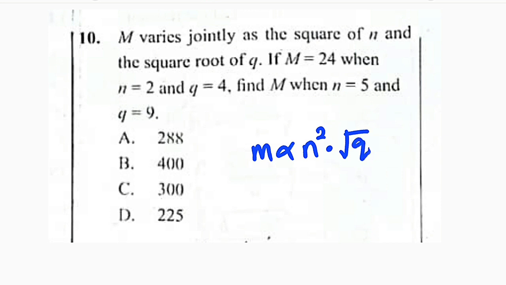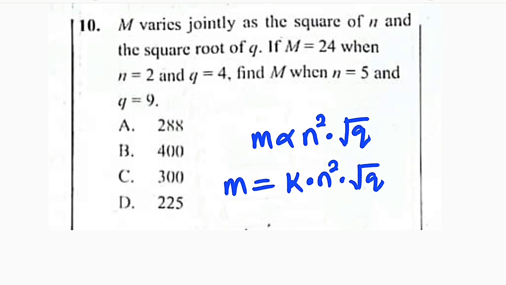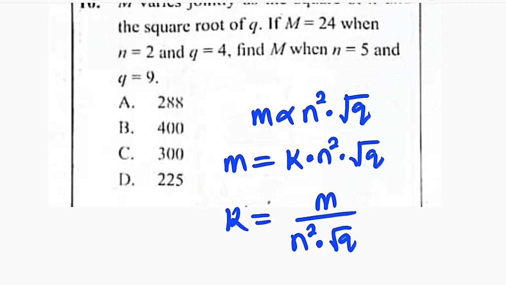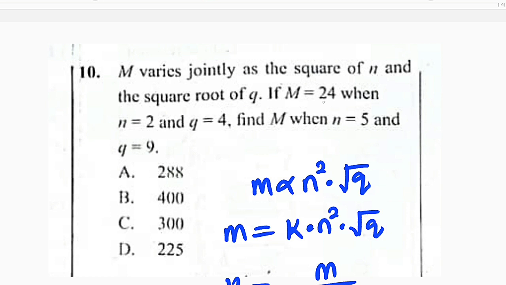So to transform it into an equation, you have to introduce a constant. So m is now equal to a certain constant k multiplied by n squared multiplied by square root of q. And we have to find this constant. So k is now equal to m divided by n squared multiplied by square root of q. So to find this k, we are going to substitute the first statement given to us. We have m equal to 24, n equal to 2, and q equal to 4.